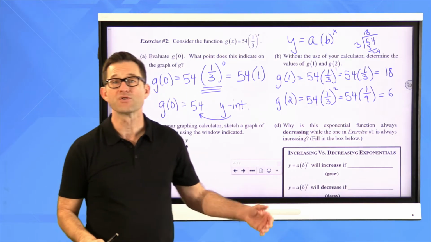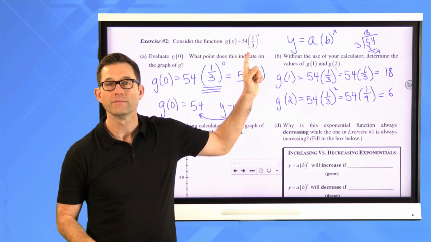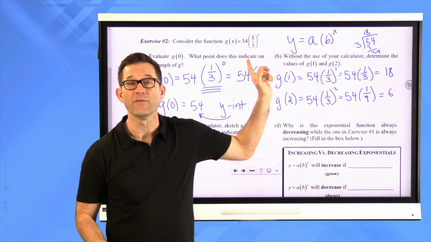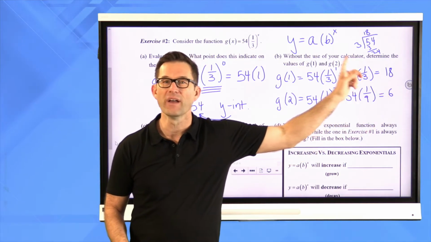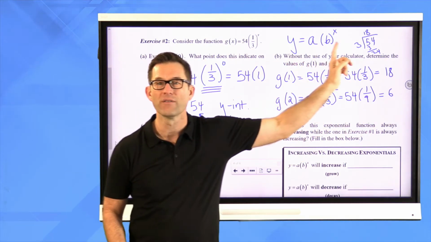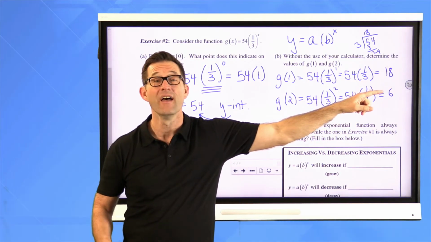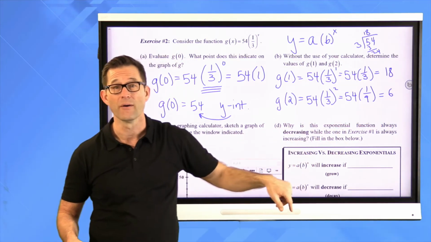By the way, notice g of 1 is 1/3 of 54, which is 18. g of 2 is 1/9 of 54, which is 6. But it's also 1/3 of 18, right? So I went from 54 divided by 3 down to 18 divided by 3 down to 6. The next time I divided by 3, I'd be down to 2, etc.